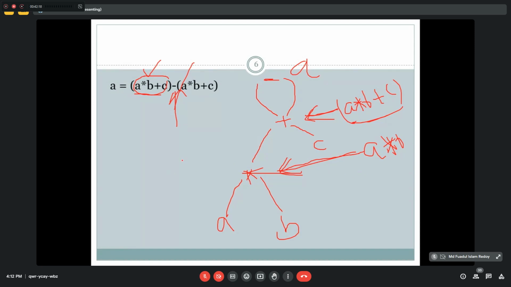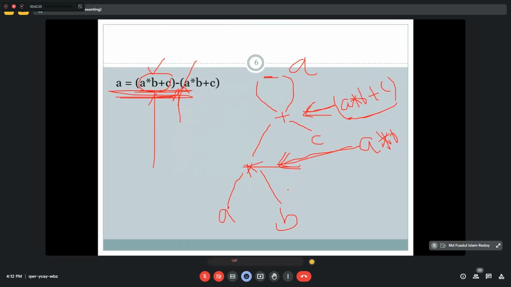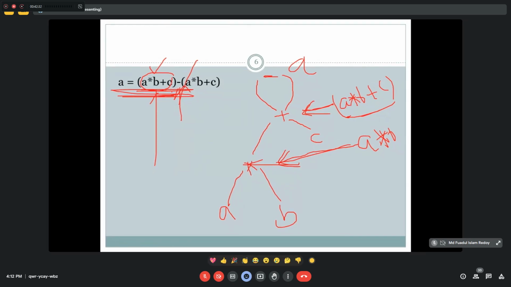Someone please explain why A into B plus C is common. If you look at the DAG, and from the DAG please explain that A into B plus C is a common sub expression. Please someone.